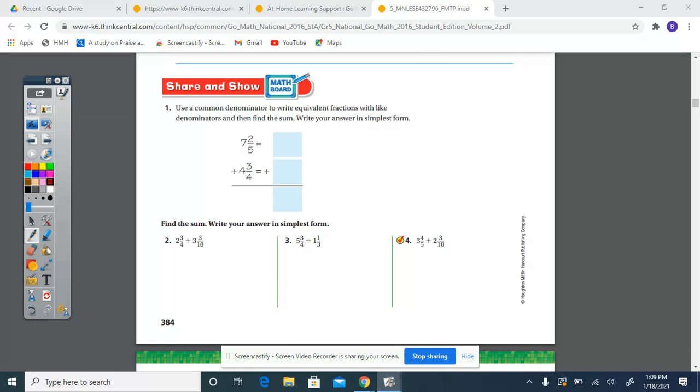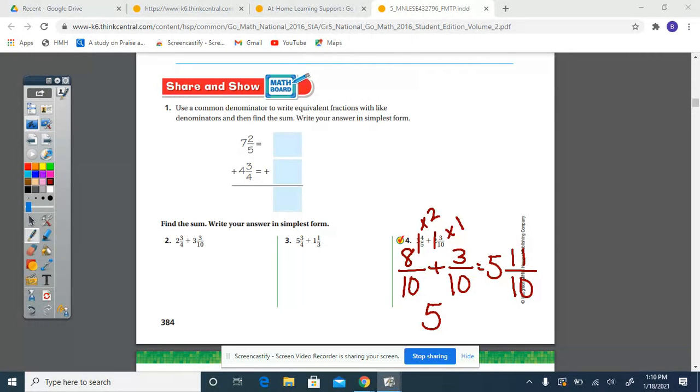In the last problem, we draw our blanks. Okay, so then 3 plus 2 is 5. And then what's the common denominator in this problem? 10. What did you multiply 5 times to make it a 10? 2. What do you multiply 10 times to make it a 10? 1. 4 times 2 is 8. 3 times 1 is 3. And 8 plus 3 is 11.